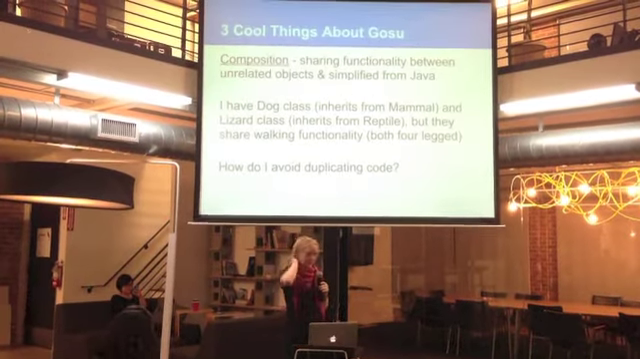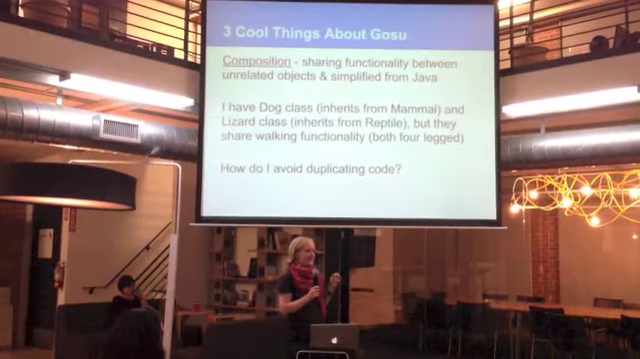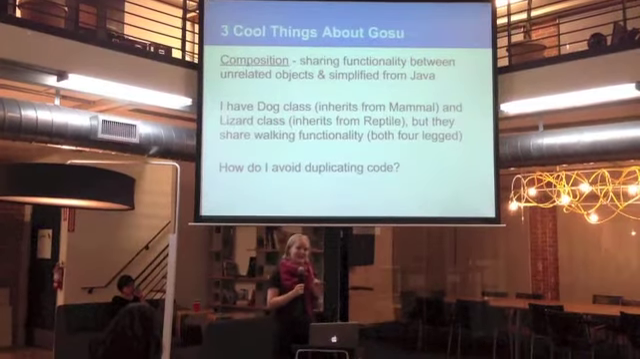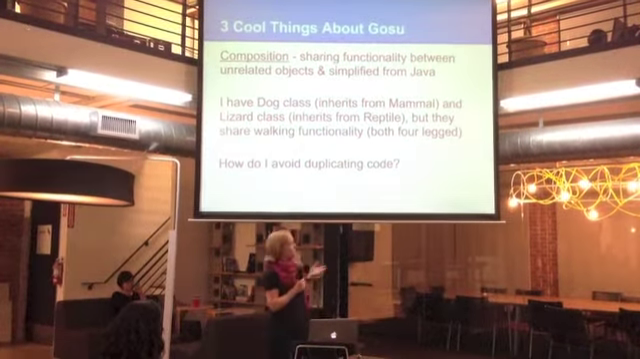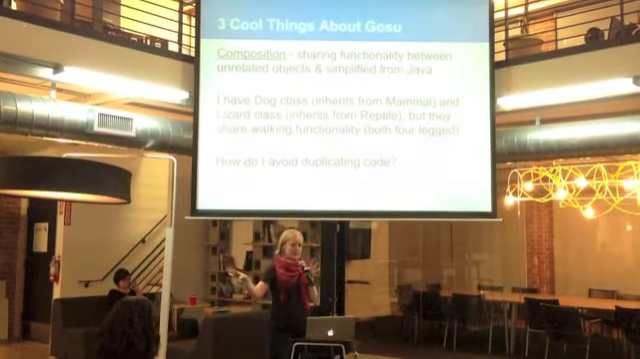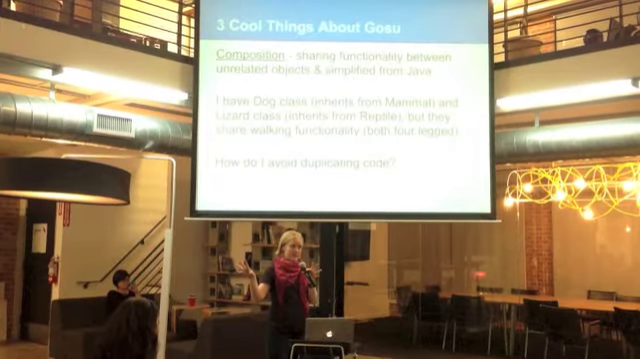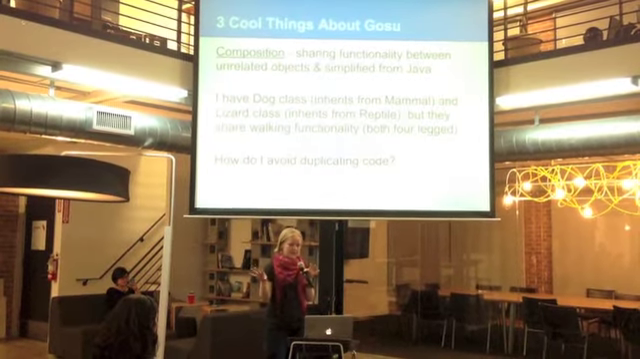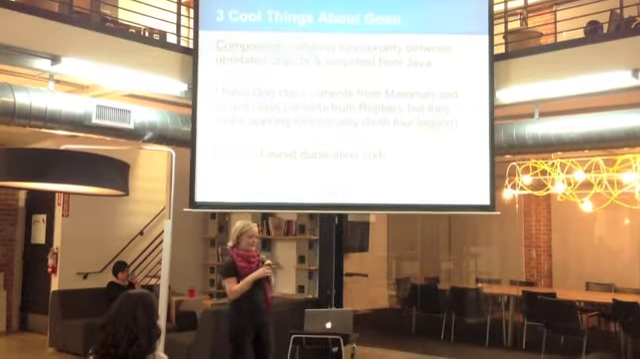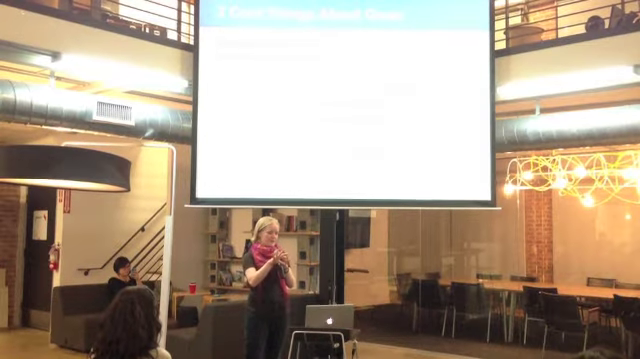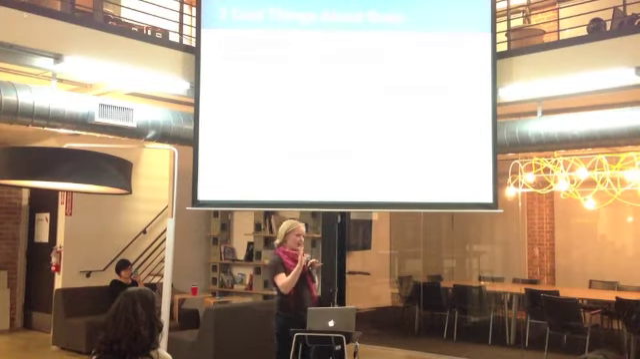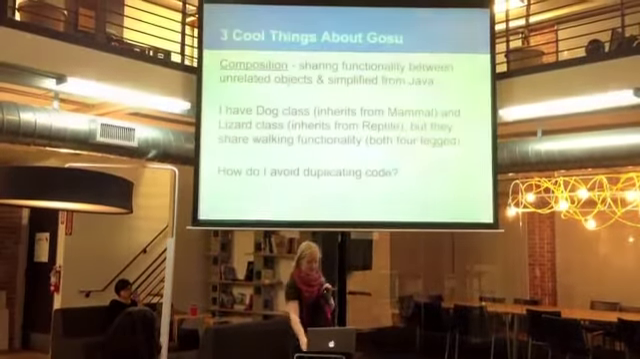Some sort of cool things about it. I do have to point out that I'm not a language expert, so if you have really technical questions, I can point you where to go, but I might not be able to answer them myself. So you can do composition in Java, where you have two entirely unrelated objects, and you want them to share some code, some functionality. But it's kind of complicated. So my example here is I have a dog and a lizard, but they're both four-legged, so they both need to walk. So how do I share that when they're not coming down from the same family of animals?